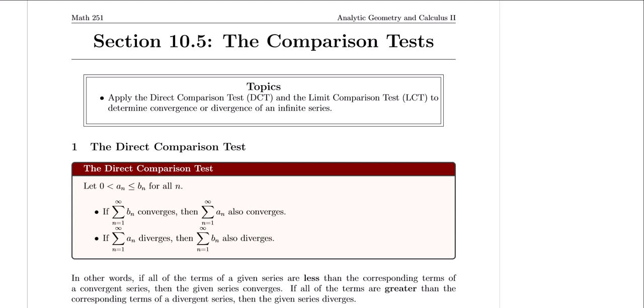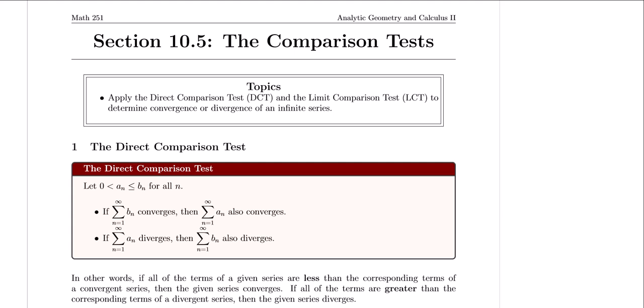Now, in this video, we're going to be taking a look at 2 more tests, the direct comparison test and the limit comparison test. So let's go ahead and begin here with the direct comparison test. Let 0 be less than a sub n, which is less than or equal to b sub n for all n. Now, before we move any further, I want to clarify what this inequality is telling us.